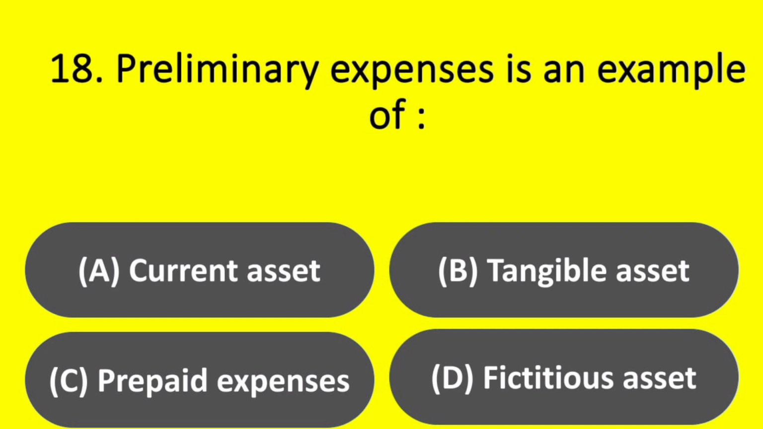Question: preliminary expenses is an example of: option A, current asset; option B, tangible asset; option C, prepaid expenses; option D, fictitious asset. Answer: option D, fictitious asset.